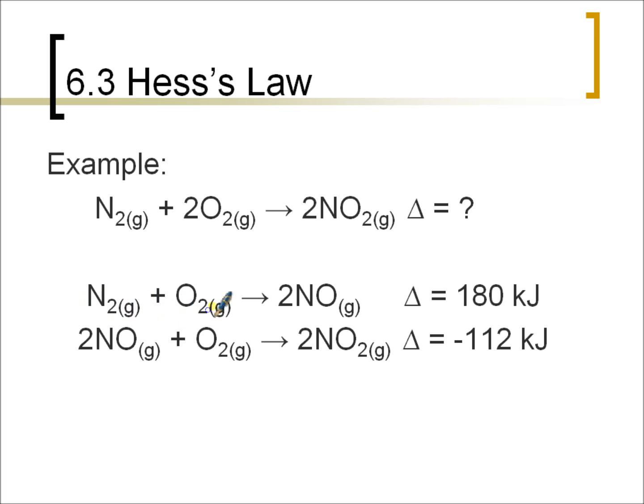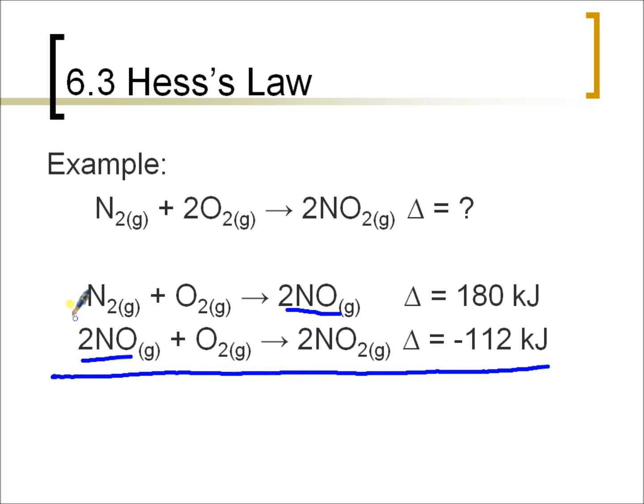Since both have the same species, except there is no NO in the top one, it's only here, in Hess's law we can add these two up, and it can produce what we want in the beginning. If I add these two steps up, I'll have an N2 because this is on the reactant side. I'm going to add up these two O2s, so that's going to be a 2O2.